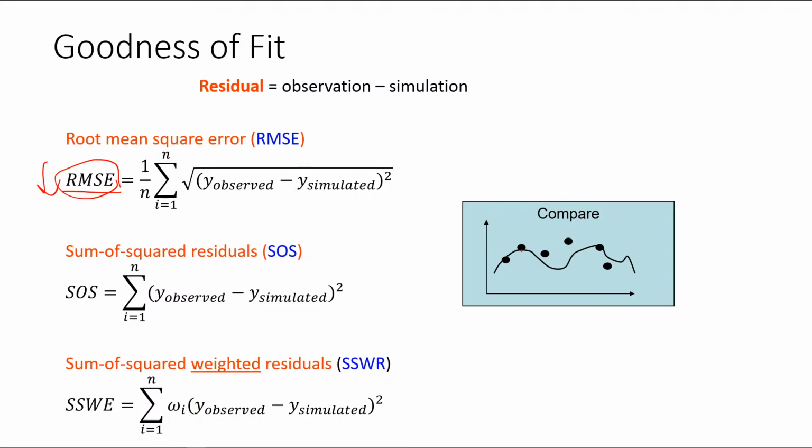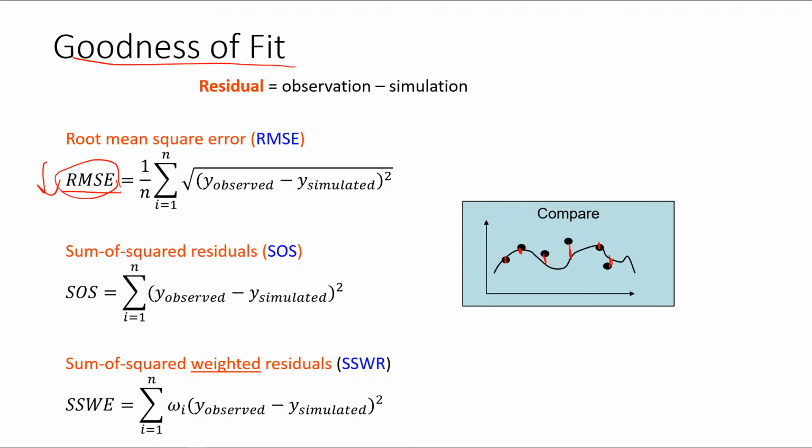Another metric you can use to measure the goodness of fit: instead of squaring the residuals, taking the square root and averaging, you can just sum all of them. Basically, I get my residual here, I square it, and my residual here, I square it, and so on, and I sum all of them. So that's the sum of squared residuals.